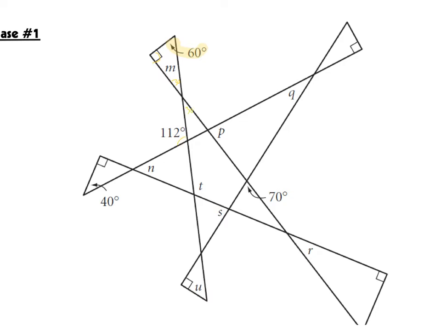If this is 112, then over here, if we take 180 minus 112, we have a linear pair. And so that means that this one here is 68, which also means this is 68 by vertical angles. This is 112 by vertical angles.